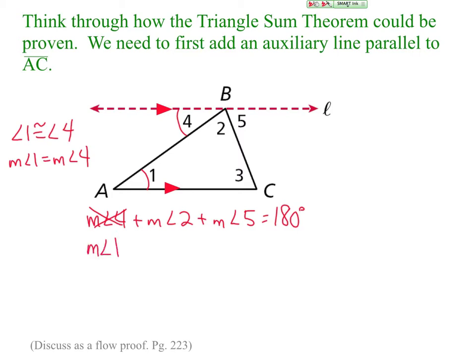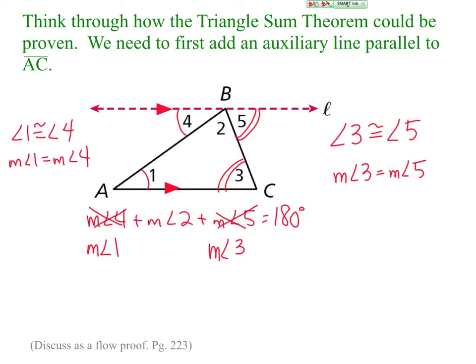Okay. Let's go to the other side. Angle 3. Angle 5. Alternate interior angles again. So since the lines are parallel, we have those two congruent, which means their measures are equal. So I'm going to substitute, instead of angle 5, let's put measure of angle 3. They're equal. I don't want to substitute for angle 2. I'll leave it. But notice by substituting, what have I just proven or demonstrated? That all 3 angles of the triangle have to add up to 180 degrees.